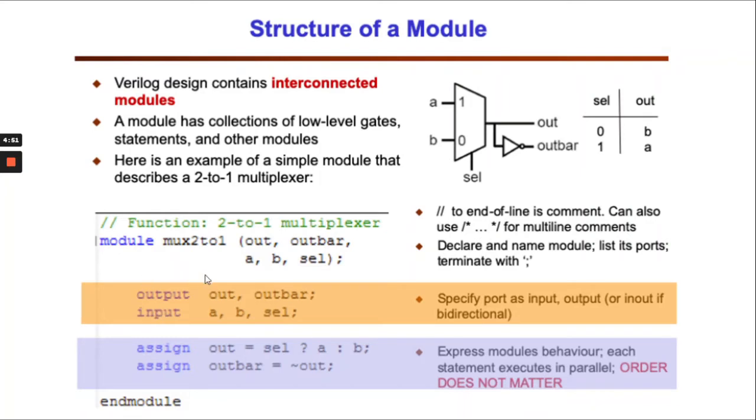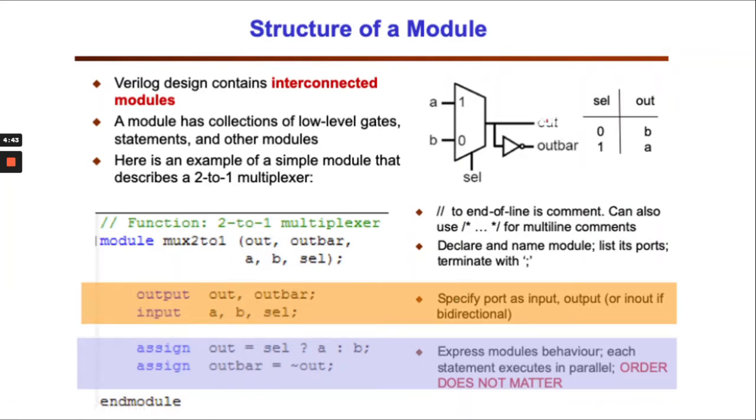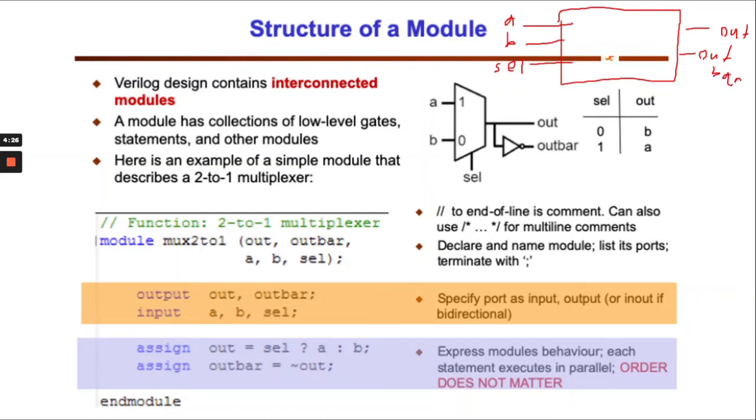So basically this is just a box, right? We just define a box like this. We have three inputs, A, B, and select, and then we specify the outputs, out and out bar. We don't have anything inside here. How we are going to design what is inside the circuit is by looking at this part here.